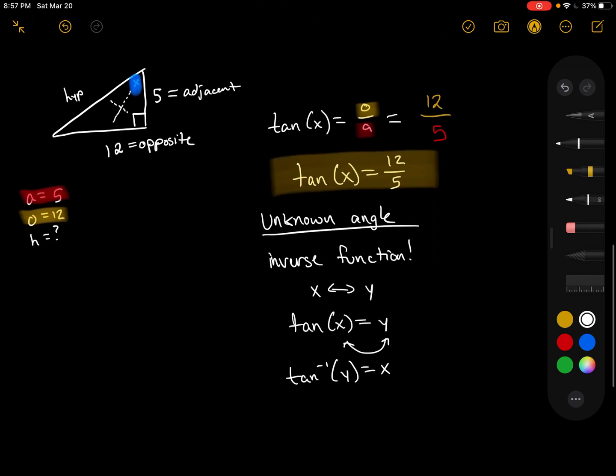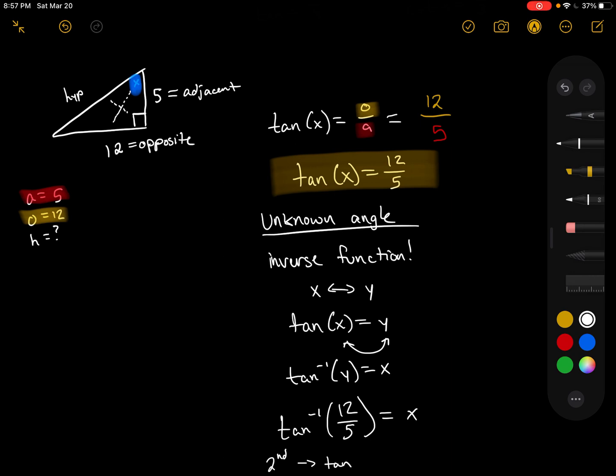And why are we introducing this new idea? Why is an inverse function coming up in this case? Well, let's take a look back at what we started with. Tangent of x equals 12 over 5. If we do the inverse tangent, now it's inverse tangent of 12 over 5 equals x. And that is something we can punch into our calculator.